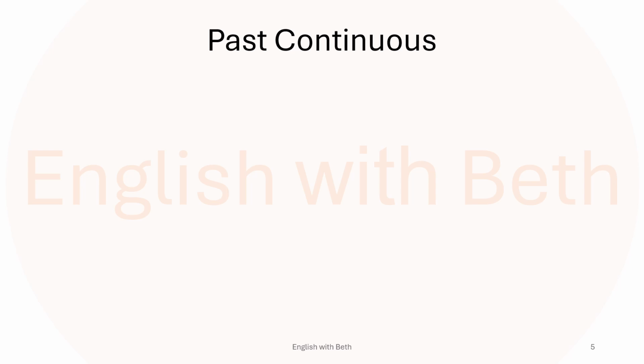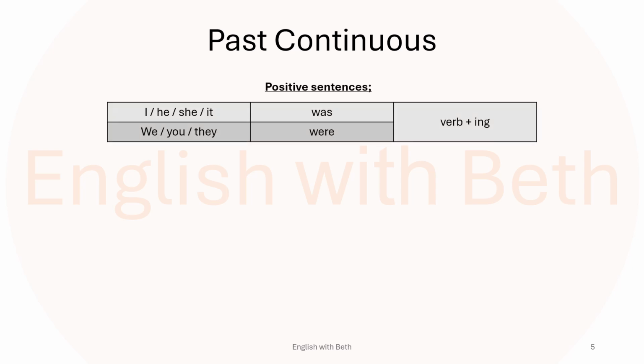So how do we form the past continuous? To form positive sentences, we use the subject plus was or were plus the verb and ing. So I, he, she, it was, we, you, they were, and then the verb and ing. Was and were here are the past forms of the auxiliary verb be.